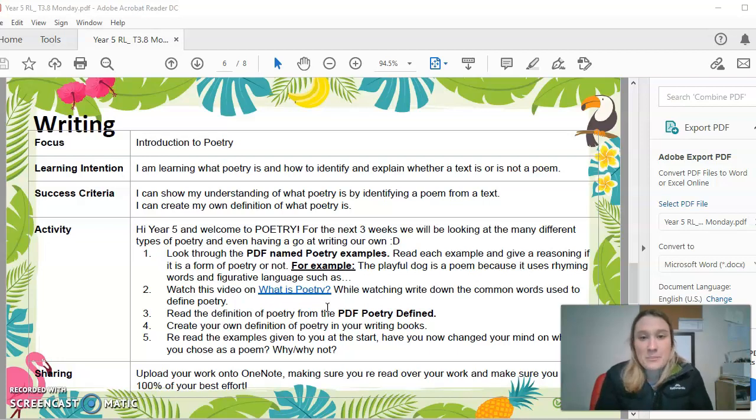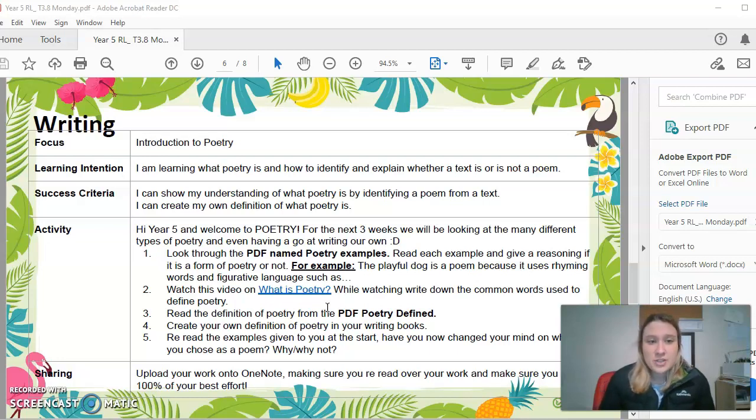We will be beginning poetry for the next 3 weeks, which is super exciting. So today you're going to be learning about what poetry is and how to identify and explain whether a text is or isn't a poem. You're going to be looking at a few different texts today and saying, yes, I think that's a poem, or no, I don't think so, and these are the reasons why, okay?